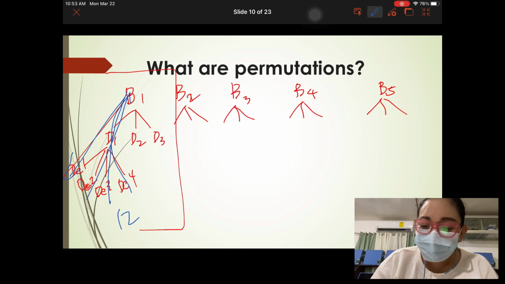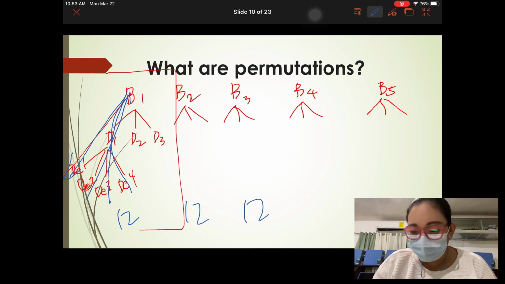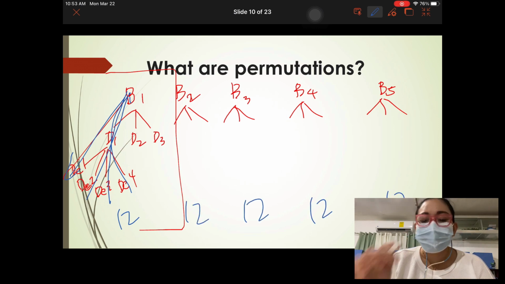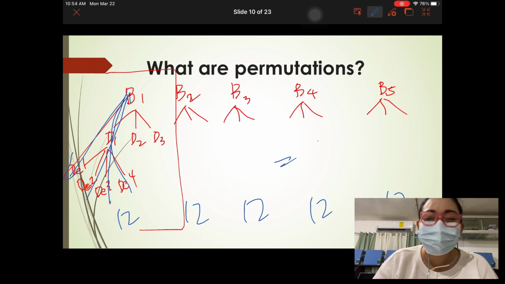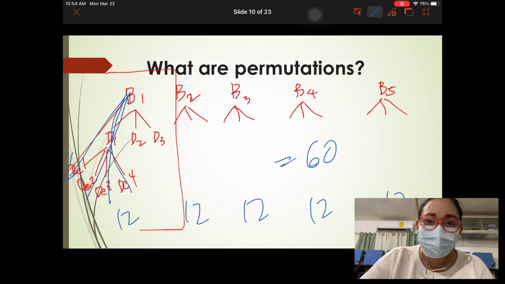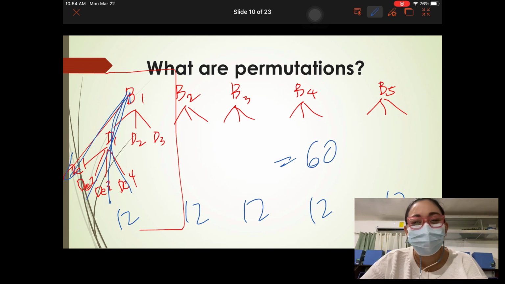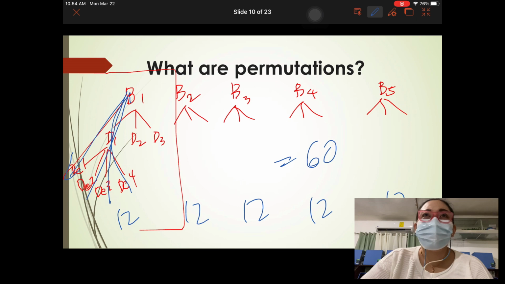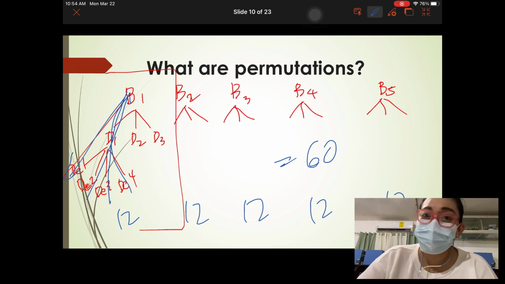So, mayroon kang 12, may 12, may 12, at may 12. So, it's essentially 12 times 5. You have a total of 60 combo meals. Diba? Sakit sa ulo gumawa ng combo meal. So, huwag na lang kayong gumawa ng restaurant. Joke lang. So, ganito po yung paggawa ng isang tinatawag natin na permutation tree. So, this is one example or one solution on solving kung ano yung possible combinations or possible permutations.